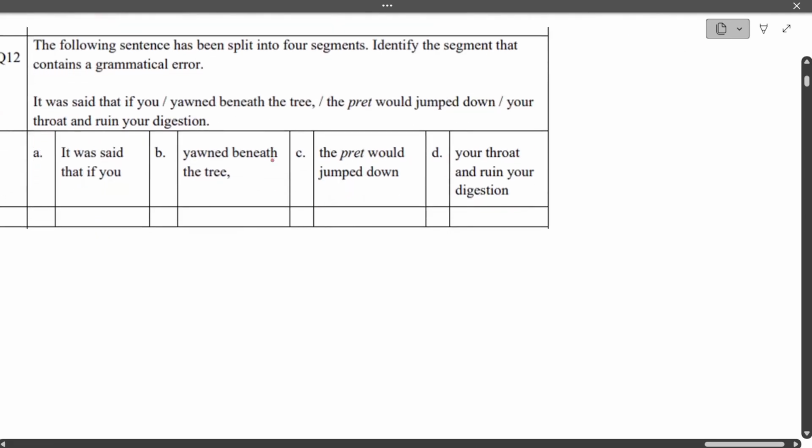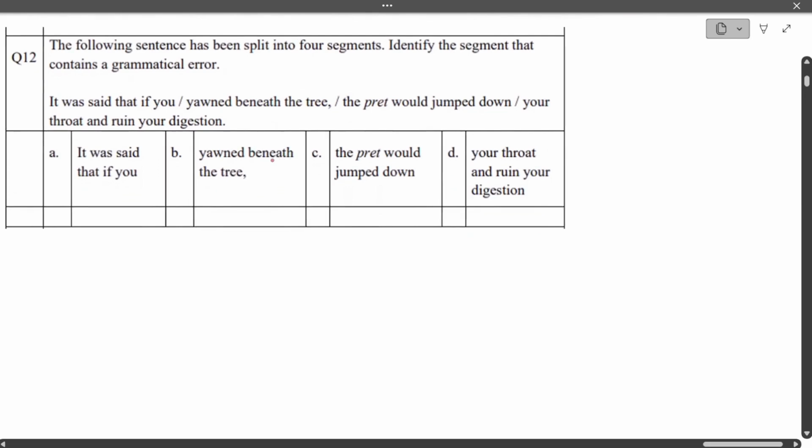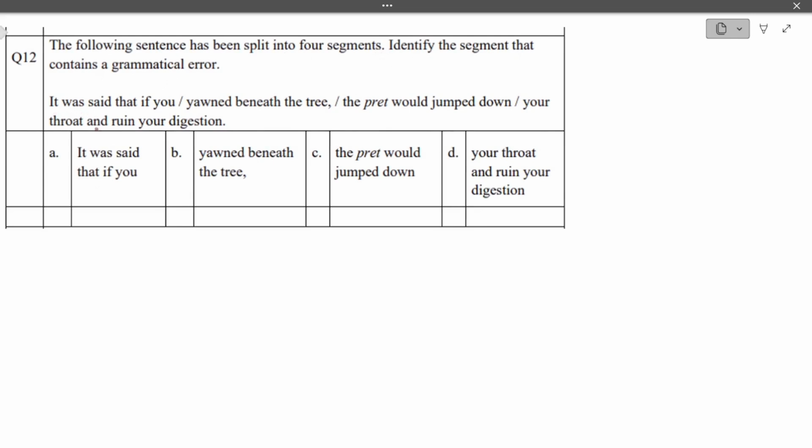Let's move on to the next question, which is: the following sentence has been split into 4 segments. Identify the segment that contains a grammatical error. Let's see the segments that we have. It was said that if you yawned beneath the tree, the prat would jump down your throat and ruin your digestion. So we have to tell which part has a grammatical error in it. The options are again different parts of the sentence. The correct answer in this case would be this part, that is the prat would jumped down.